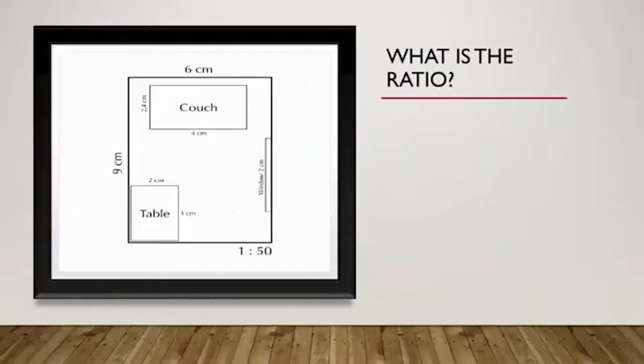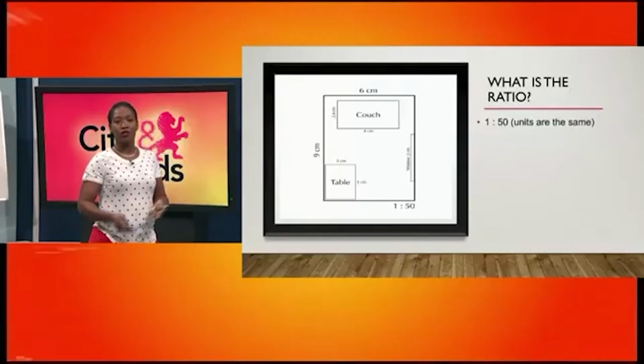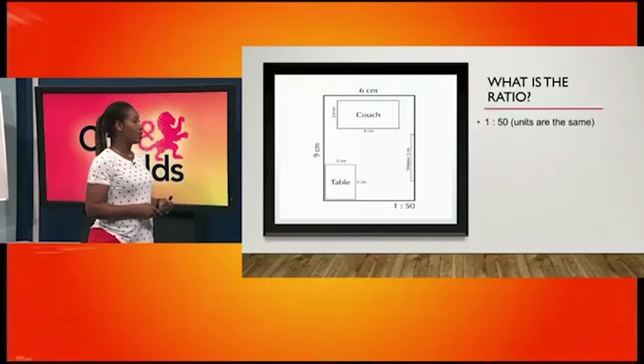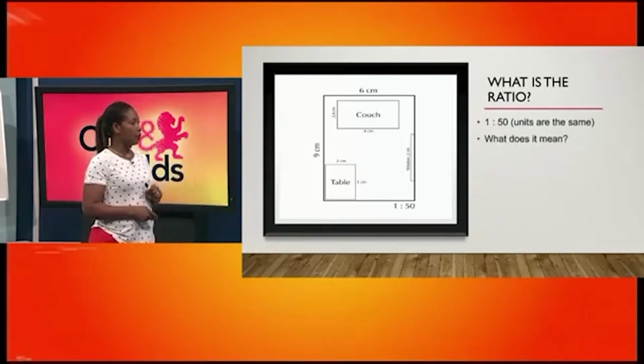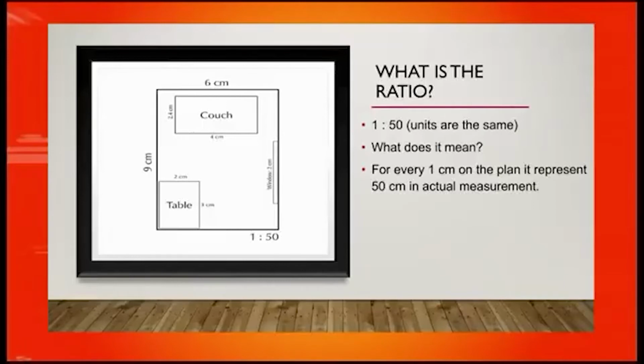All right. Here we go again. We're looking at a simple design of a room. It would look like a living room or a lounge. It has a couch, a table. What is the ratio here that they're talking about? So 1 to 50, units are the same. Remember, you usually get a ratio without units in it, but if you're measuring in centimeters on the diagram, the other part of the ratio represents centimeter in actual measurement as well. So 1 to 50. What does this mean? For every 1 centimeter on the plan, it represents 50 centimeter in actual measurement.